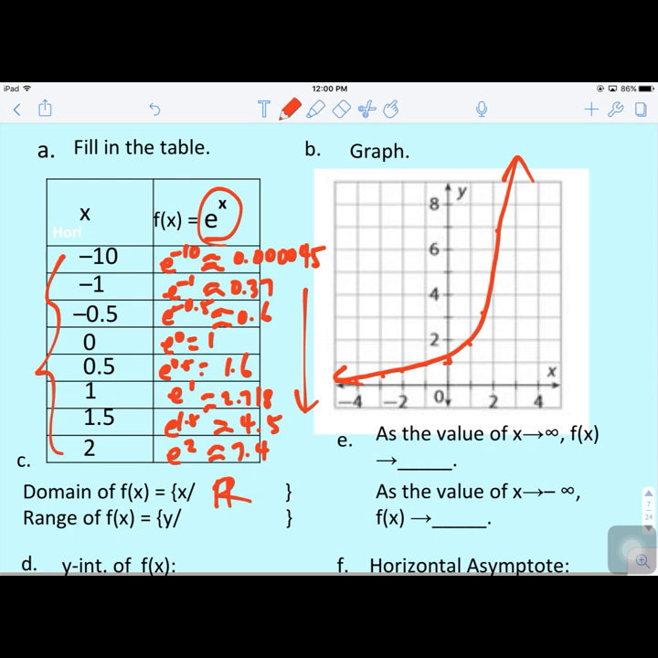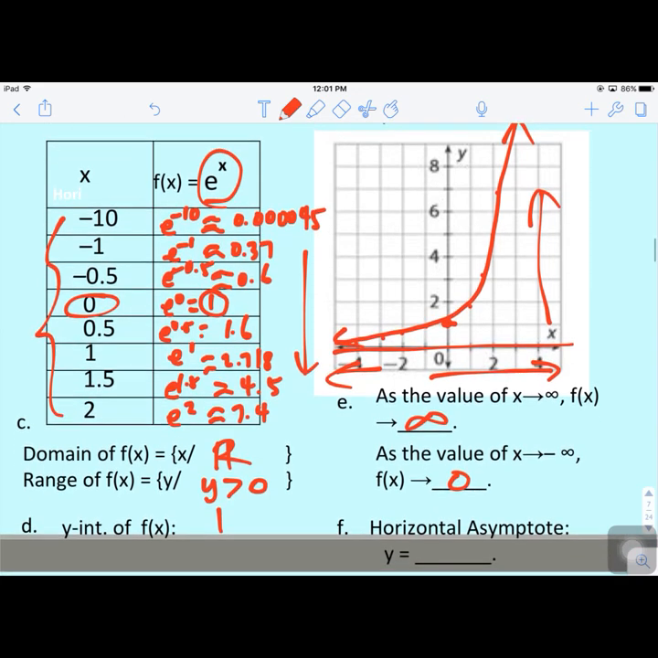And the range, as you can see, is above the x-axis, so it will still follow the general guideline for an exponential function. The range is greater than 0. The y-intercept, again, is going to be when x equals 0, and that's 1. And as the value of x approaches infinity, which means as you go to the right, the function is going up to infinity. And as the value approaches negative infinity, the left side, the value approaches 0. So those are the characteristics for this function.